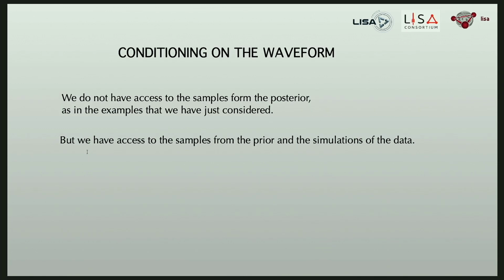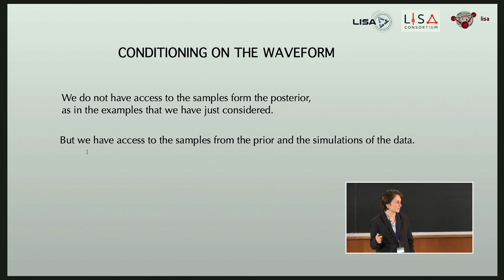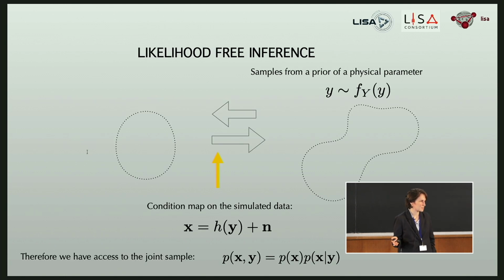The problem for us is that you need to condition your flow on the data, because you don't have access to samples from the posterior distribution. So instead of having access to samples from the posterior distribution, you say that you have access to the joint sample. So you have a prior, and then you can simulate your data knowing your waveform and knowing the realization of your noise.